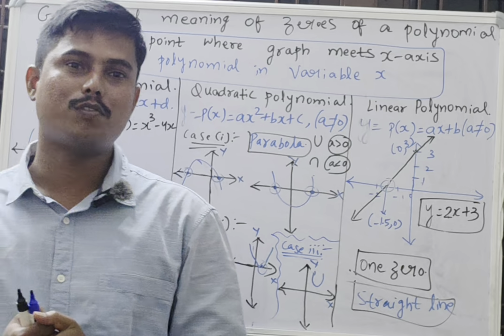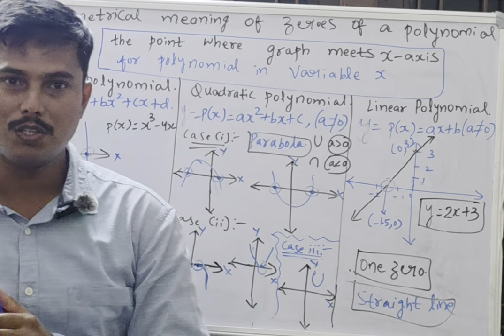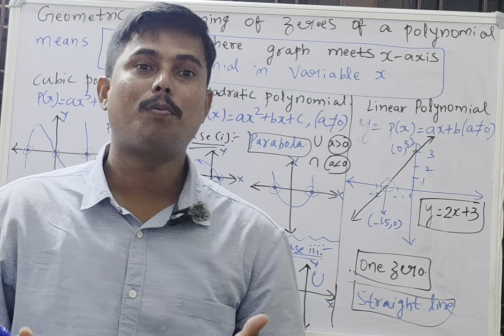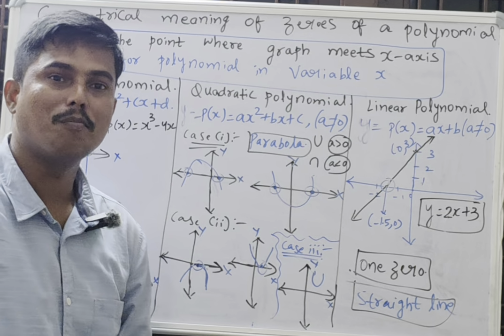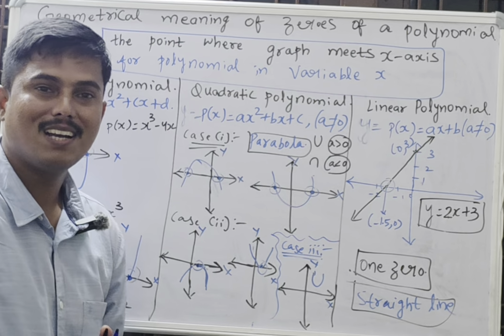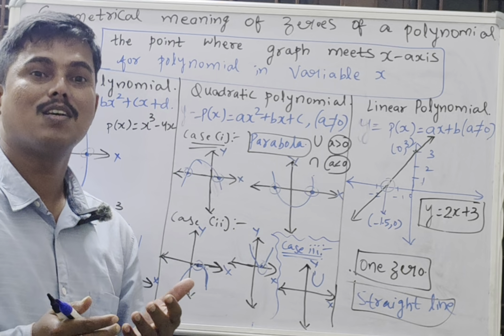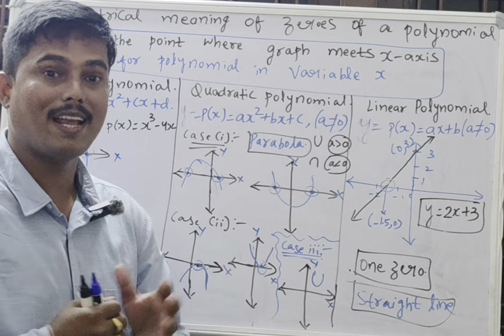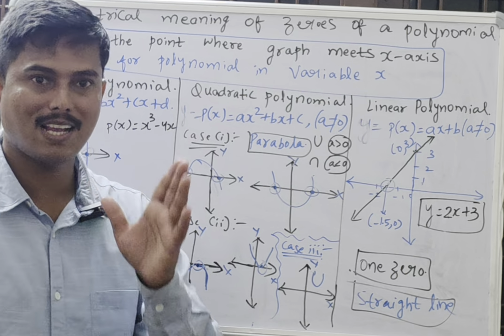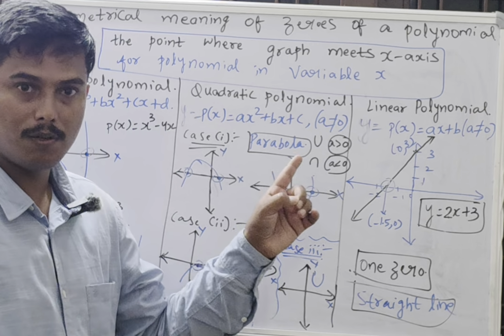The geometrical meaning of zeros of a polynomial is the point where the graph meets the x-axis. The point where the graph meets the x-axis for a polynomial in variable x. Only where it is meeting the x-axis for a polynomial in variable x.